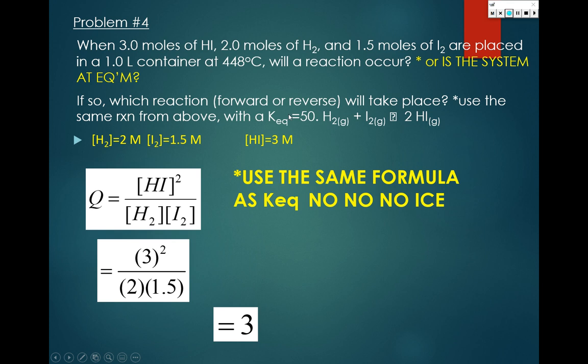So how do they compare? KEQ is 50, Q is 3. So Q is obviously too small. That means it needs to get bigger. So it needs to shift towards the products. The products need to increase so that the number gets bigger, which means a shift to the right.